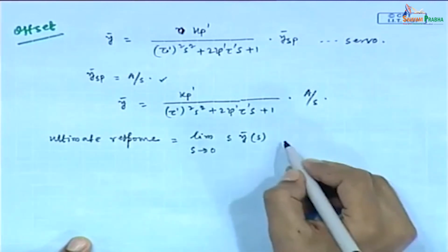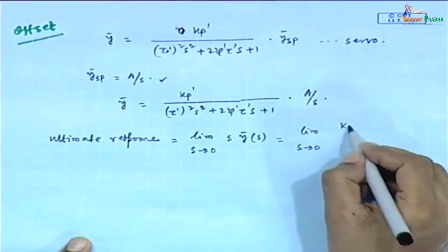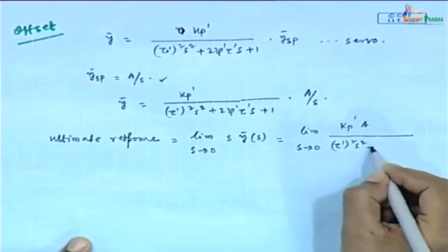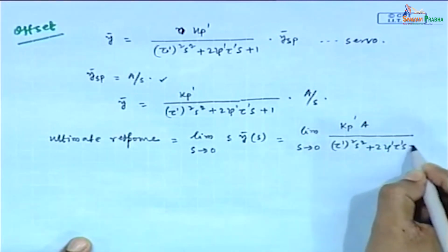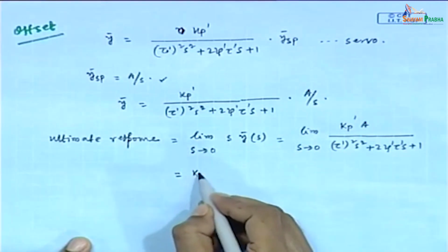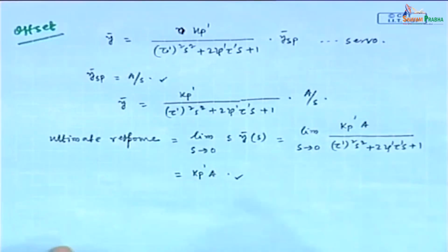Fine. So limit s tends to 0 Kp prime A divided by tau prime square s square plus 2 zeta prime tau prime s plus 1, which is equal to Kp prime A. Fine. The ultimate response for the case of second order system under P only control with the introduction of a step change in set point with magnitude A, we obtain Kp prime A.